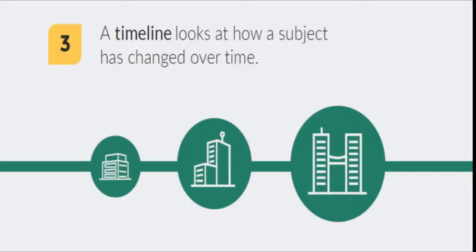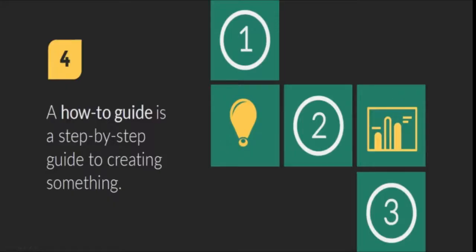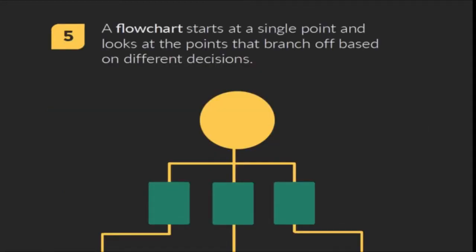Third, a timeline. A timeline looks at how a subject has changed over time. Fourth, how-to guide. A how-to guide is a step-by-step guide to creating something. Fifth, a flowchart. A flowchart starts at a single point and looks at the points that branch off based on different decisions.